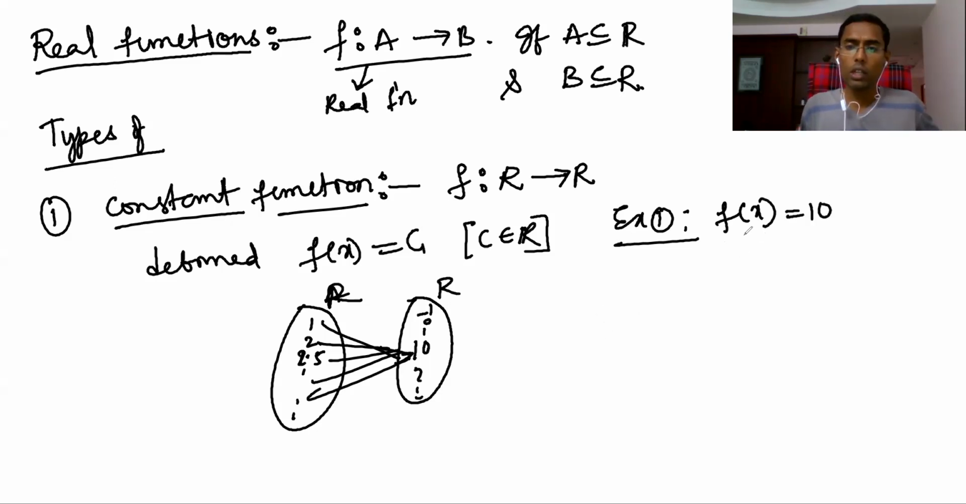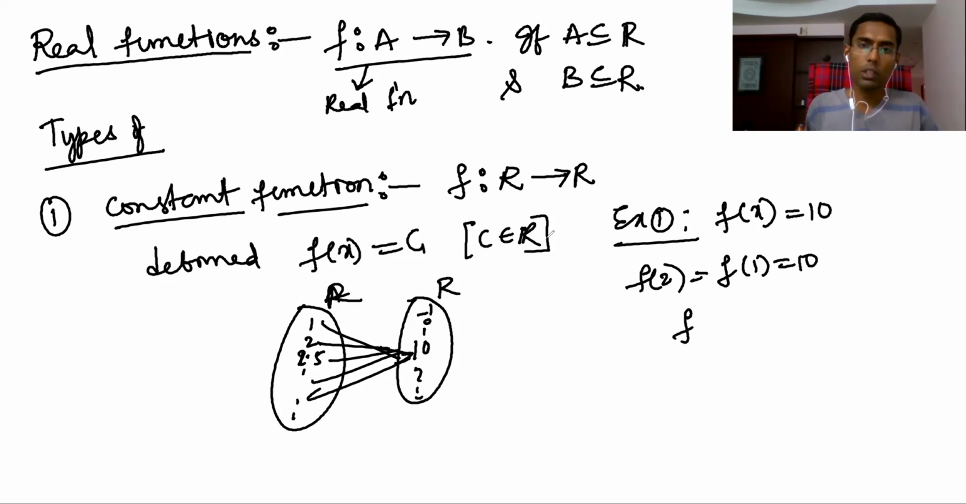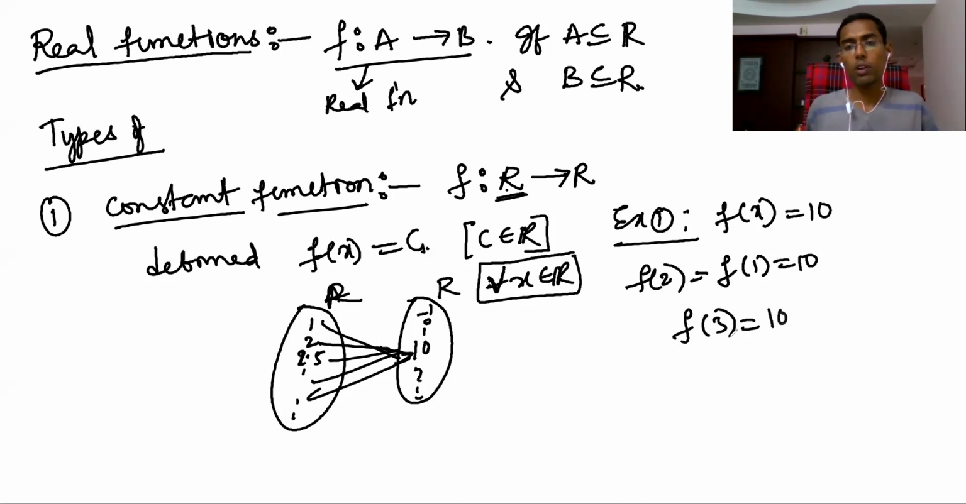That means what here? f of 1 is also 10, f of 2 is also 10, f of 3 is also 10, f of any number. See, f of x equal to c for all x belongs to R. So in the domain, whatever real number x you take, its image is only c. C is constant. So f of 3 is also 10, f of 4 is also 10, f of 5 is also 10. So that is how f of x is 10 for all x belongs to R. Whatever x you take, you get only 10.